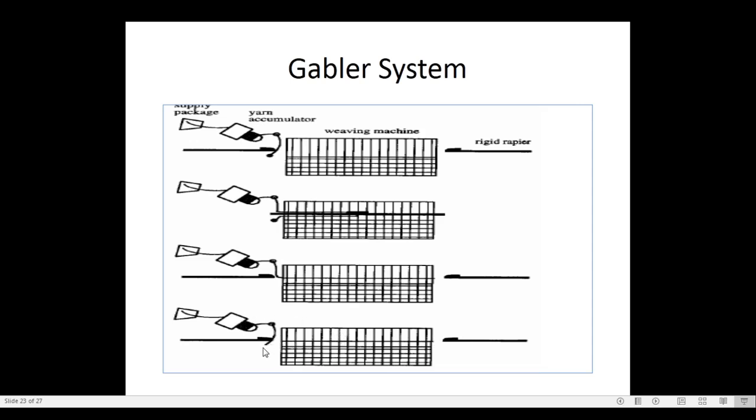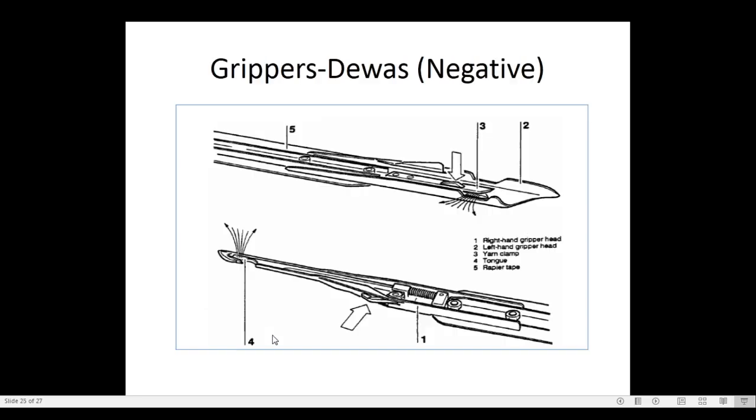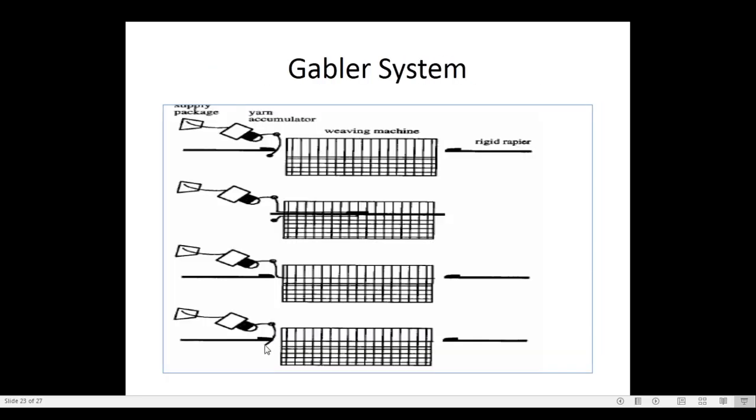Again here the gripper will hold the weft, the weft folding unit will hold the weft here. So here the weft holding unit is there, the weft holder is there.